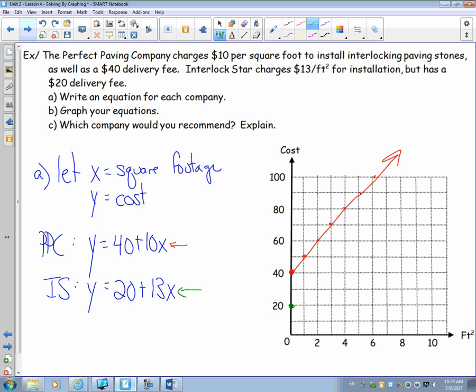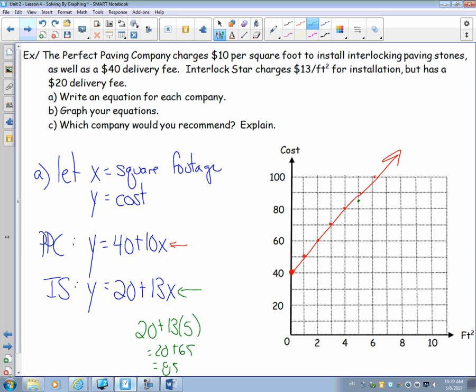Now, that's a little bit harder to judge. So rather than trying to go up 13 over 1 every time and trying to estimate, that's kind of hard to estimate, right? I'm going to pick a point down the line that I can actually calculate. That will make my life a little bit easier. So let's try, what's a nice number here? Let's try 5 square feet. 20 plus 13 times 5. That'll give me 20 plus 65 is $85. So for 5 square feet, it's going to cost me 85. So that's halfway in between right here.